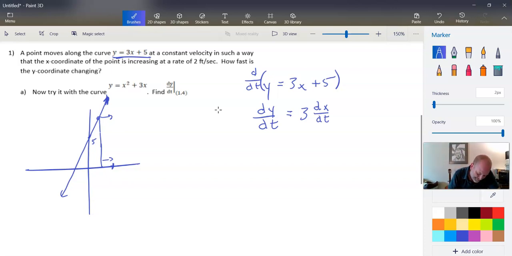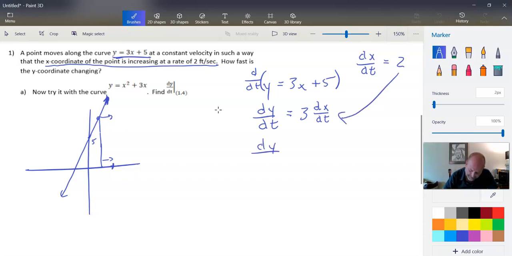Well, it's telling us that the x-coordinate of the point is increasing at a rate of 2 feet per second, right? That's the change in the x-coordinate with respect to time, which is exactly dx/dt. So it's telling us that dx/dt is 2 feet per second. And so that means that we can take this and just plug it in. So dy/dt is equal to 3 times dx/dt, and dx/dt is 2. Technically 2 feet per second.